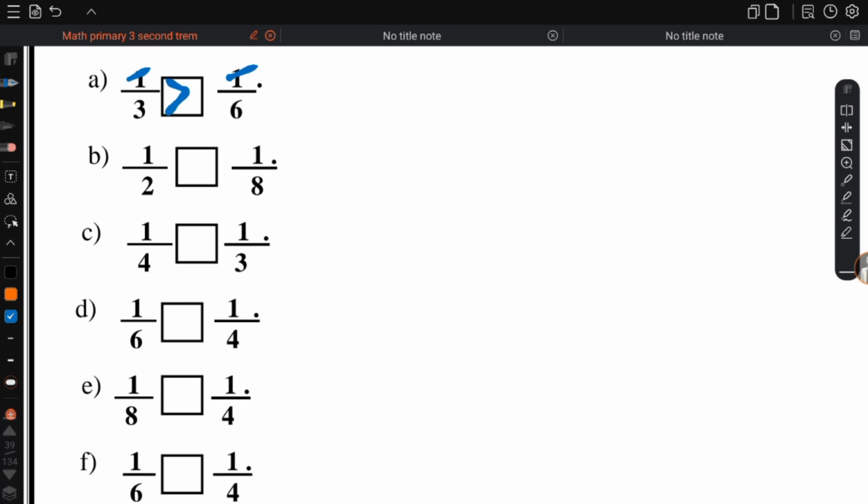1 over 2 is greater than, equal to, or smaller than 1 over 8? Mister, like numerators, so the one with the bigger denominator is the smaller fraction. So I have 1 over 2 is greater than 1 over 8. Okay, mister. Or you can also use the butterfly method. The butterfly method: 4 times 1 equals 4, 3 times 1 equals 3. Which is greater, 4 or 3? I see, mister, that 4 is greater than 3, so 1 over 3 is greater than 1 over 4.